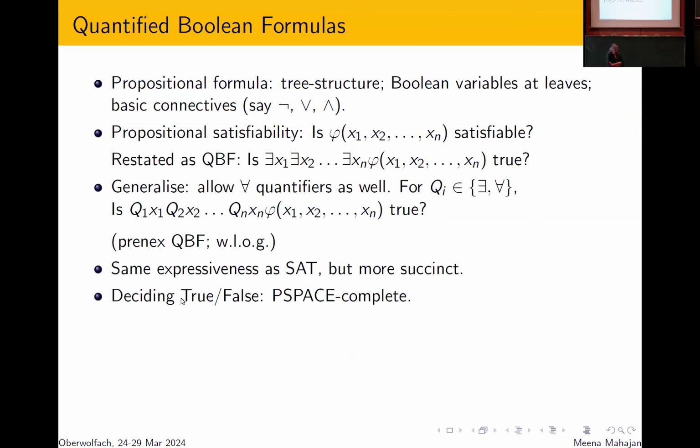So what are we talking about within QBF? Propositional formulas: you have a formula which is a tree, there are Boolean variables in the leaves, and then there are some Boolean connectives, and you want to know whether there is some assignment to the variables which makes the formula evaluate to true. So you could restate this as a QBF where you take the inner propositional formula and prefix it by this sequence: there exists x1, there exists x2, and so on. So now there are no free variables, everything is bound. And then the question is, is this sentence true or false? So you want to determine the truth of a sentence which has only existential quantifiers.